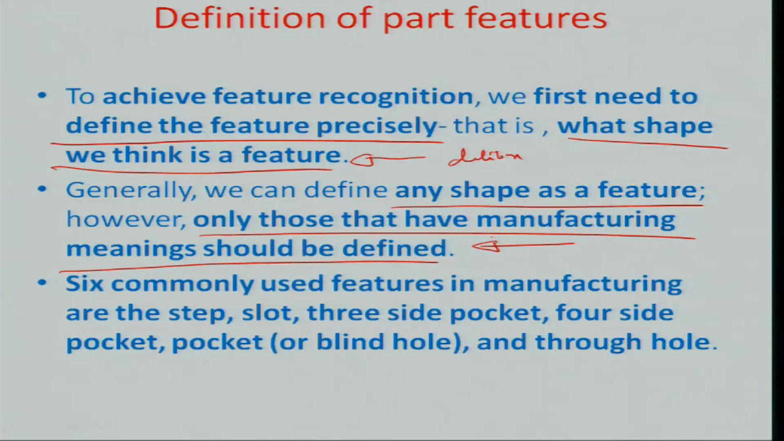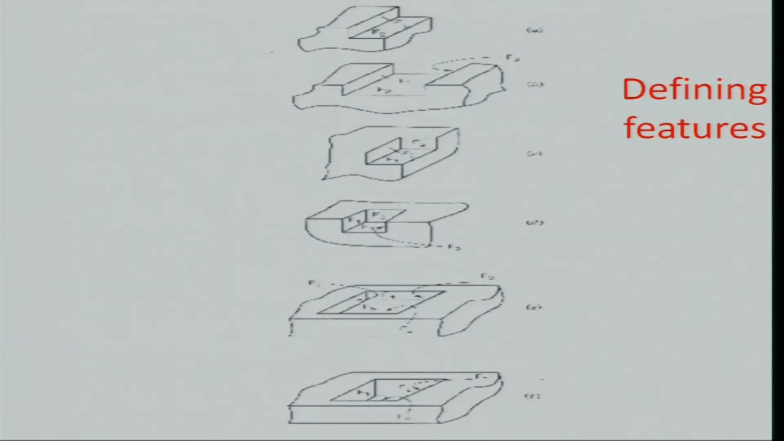These features include a step, a slot, a 3-sided pocket, a 4-sided pocket, a blind hole, and a through hole. These are the kinds of features that correspond to a certain part. I have been trying to illustrate this here in these figures.